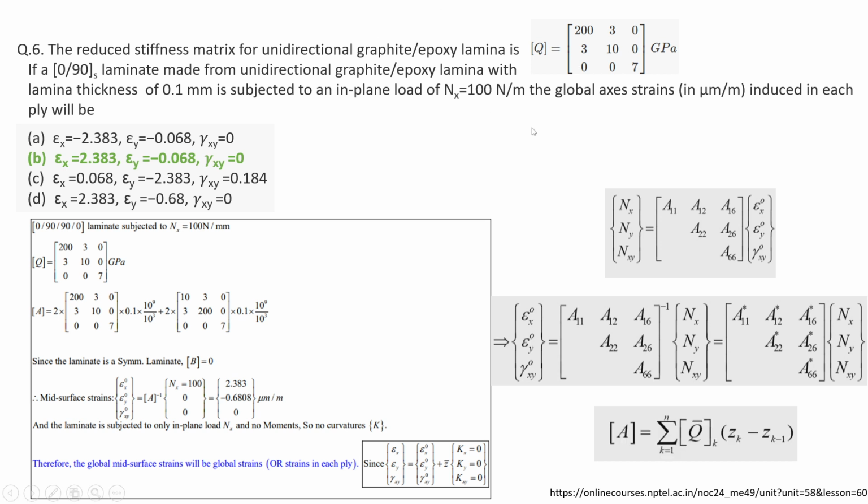The Q matrix, the reduced stiffness matrix, is given that we are considering for the 0 degree. For 90 degree, the reduced stiffness matrix will be almost the same, only the Q11 and Q22 values will interchange. So that will give you the reduced stiffness matrix for 90 degree. So from that, we can get the A matrix.